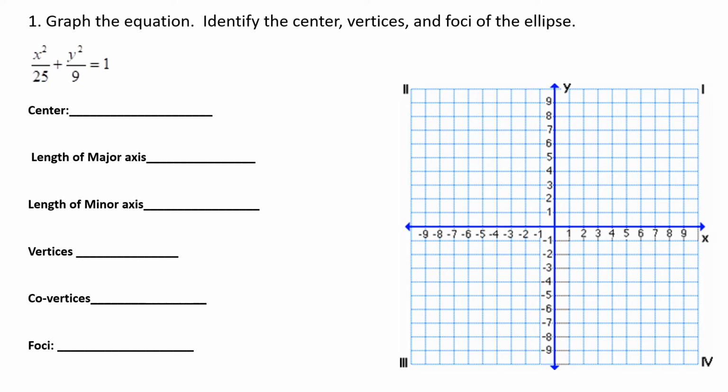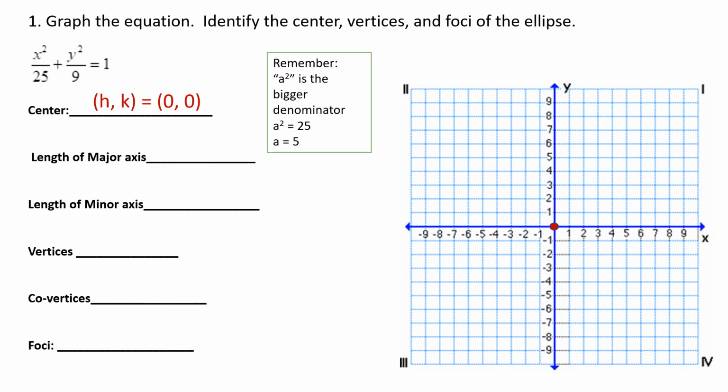Let's graph this ellipse, identify the center, vertices, and foci of the ellipse. First of all, the center is (h, k), which is (0, 0). So we're going to put the center. Next, remember, in an ellipse, a squared is larger than b squared. And in this case, a squared is 25, so a is 5.